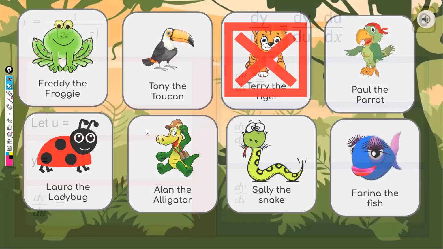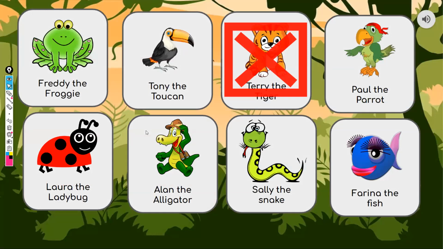Oh, we're back to a little cut scene here. Who do you all think is next to go? Terry the Tiger is already up in heaven, hopefully. Who is next on the list here? What do you all think? Somebody said Alan is next to go. Alan the alligator. Some people are saying Freddie. Somebody says Farina needs to go. Let's see who meets the Grim Reaper.